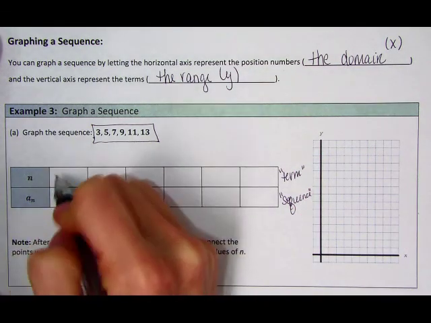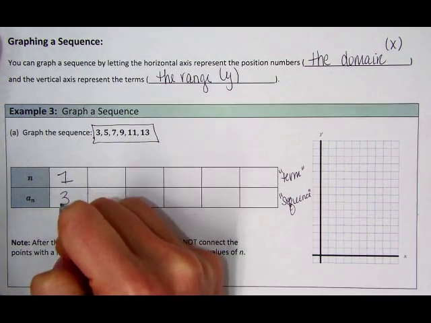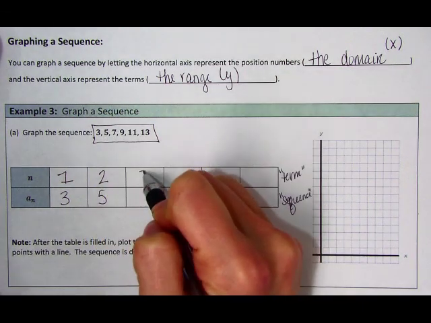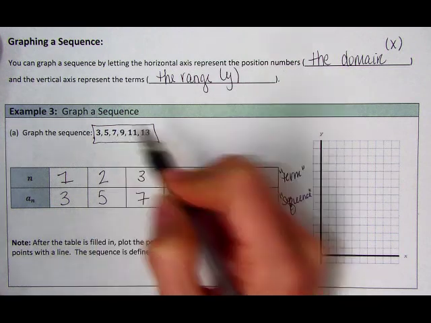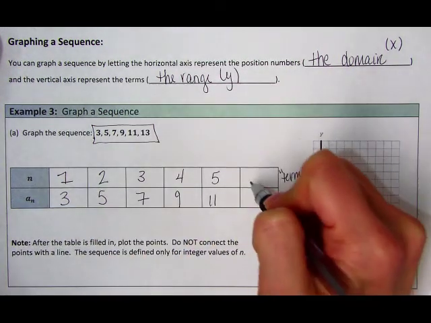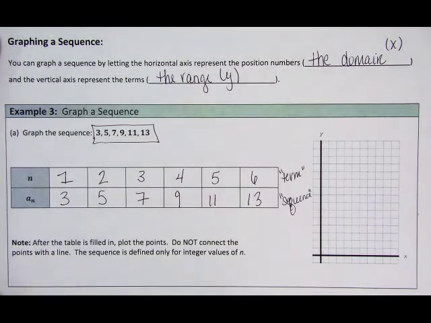Okay, so my first term is 3. My second term is 5. My third term is 7. My fourth term is 9. My fifth term is 11. And my sixth term is 13.